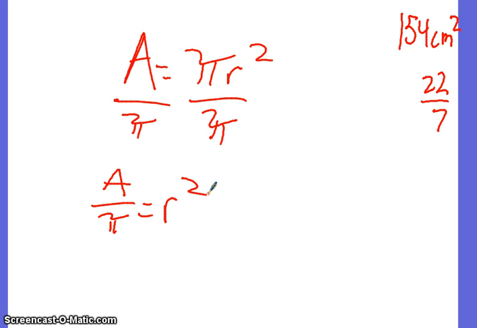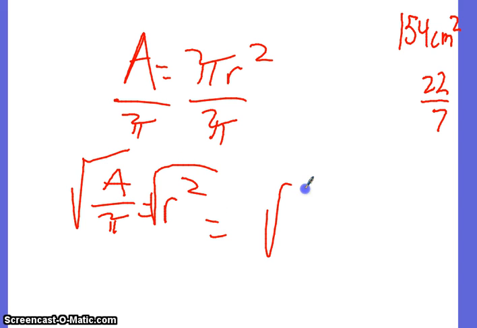No. How do I get the square away? What's the opposite of the exponent of square? Square root. Remember? Exponent and square root are the opposite of each other. So if I take the square root of both sides, I get the square root of A over pi equals r. There. My formula has been transformed. Now let's plug it in.